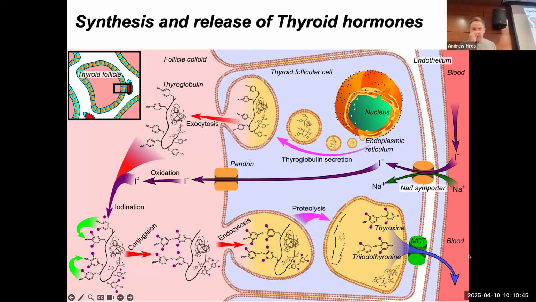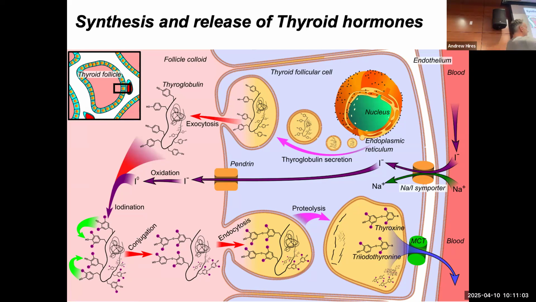You get about 10 times more T4 released than T3, but once you are inside the cells, that T4 is going to turn into T3 and be activated.